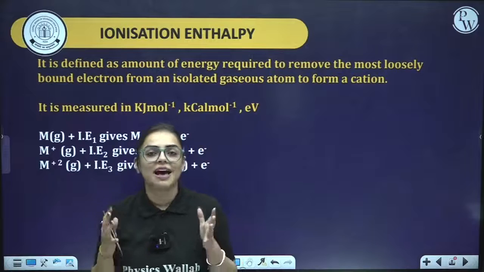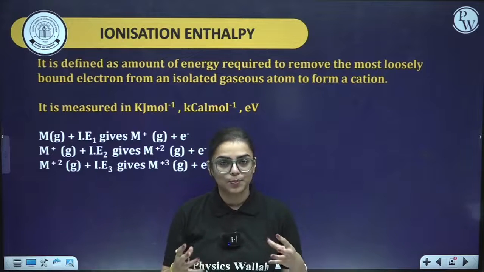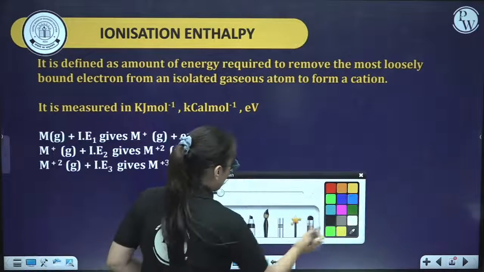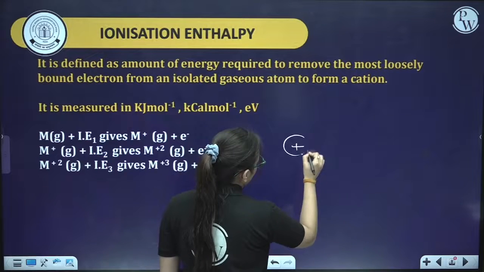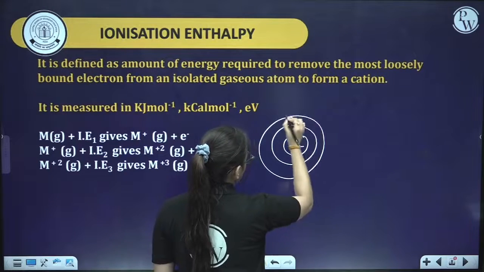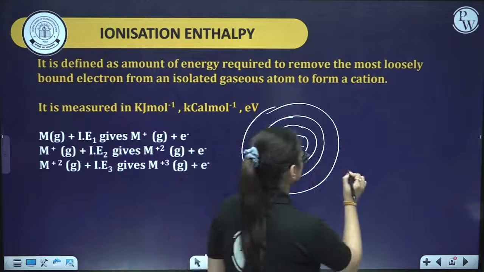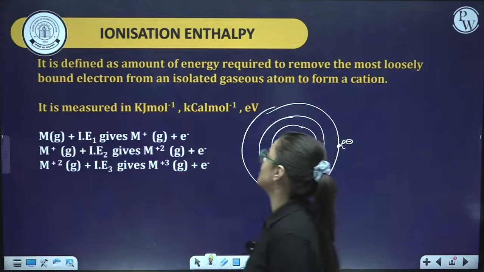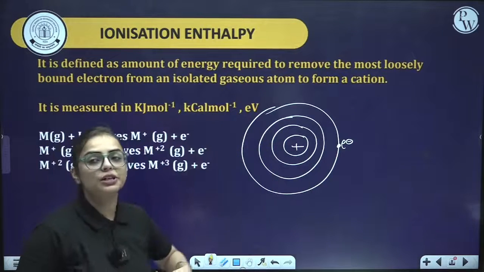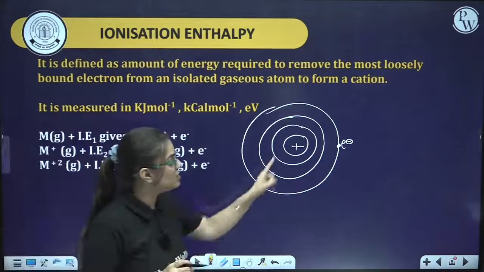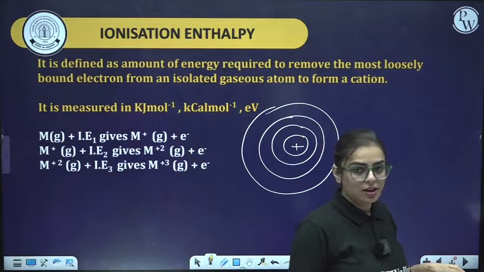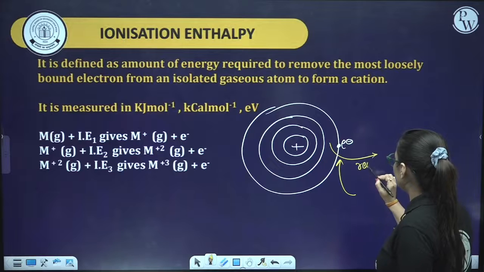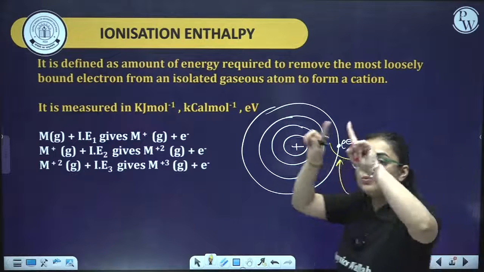What do you refer to as ionization enthalpy? Let us take an example, and with the help of that example I will explain its definition. For example, my dear students, I have this nucleus. This is my first shell, let us consider my second shell, and let us consider this my third shell. And in this third shell, I have this electron. So what basically is ionization enthalpy? It is basically the amount of energy required in order to remove this electron from the outermost valence shell.